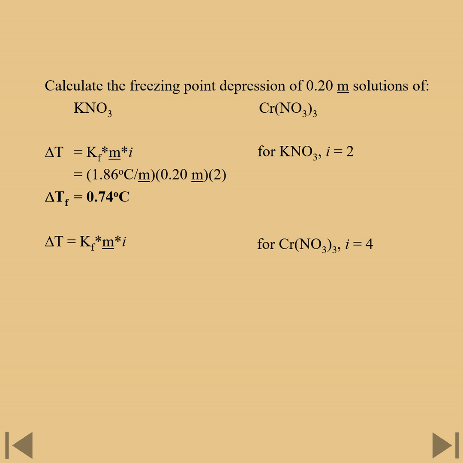And so, twice the temperature depression.